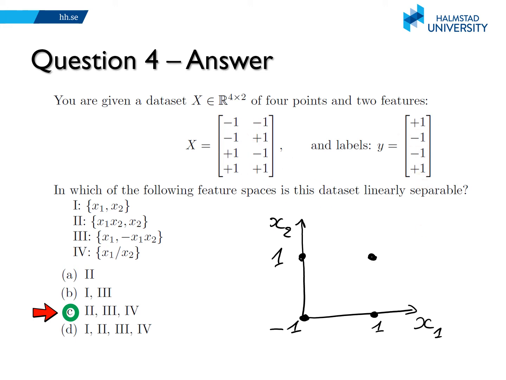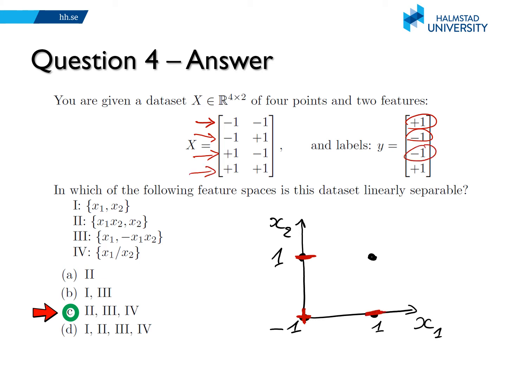So if we take the first data point, this one, so it is at the position -1, -1, and it has a positive label. So it lies here with a positive label, plus. If we take the second one, -1, +1, and it has a negative label. So it is here with a negative label. The third one is here and it has a negative label.